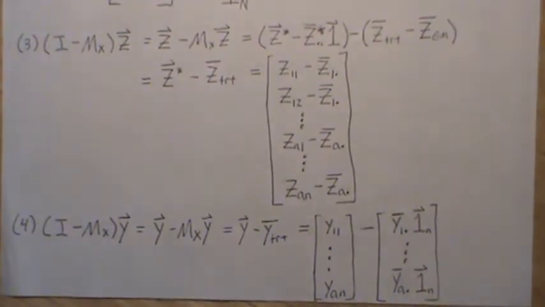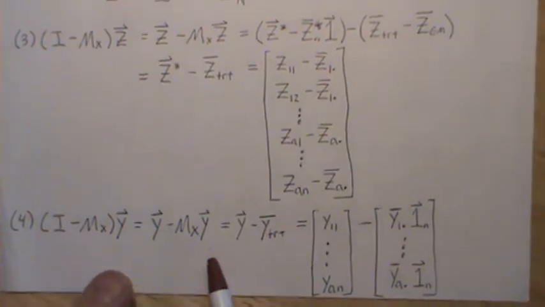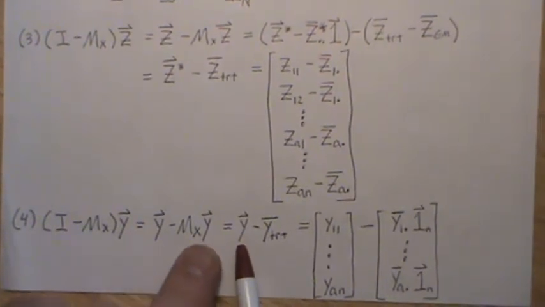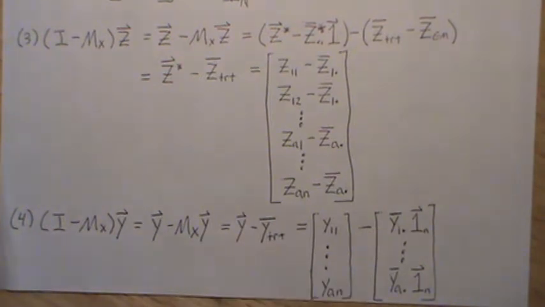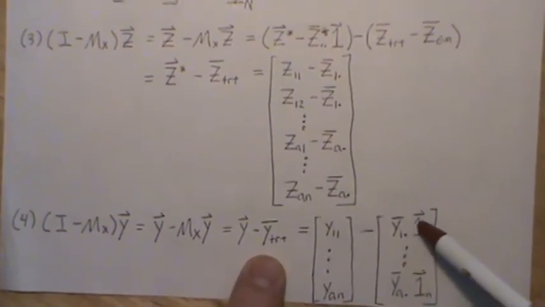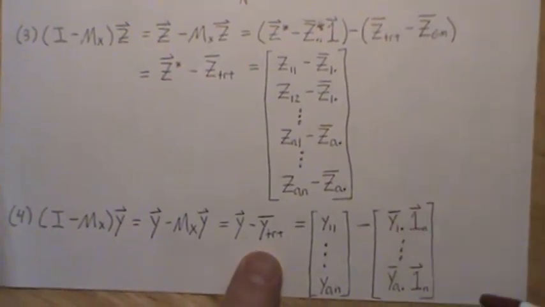Now, I minus Mx creates something very similar. So multiply the y in, and we just get the y vector. But this creates a treatment mean vector, and so this difference is this. The treatment mean, of course, there are little constants here, where it's just the mean associated with the ith treatment.